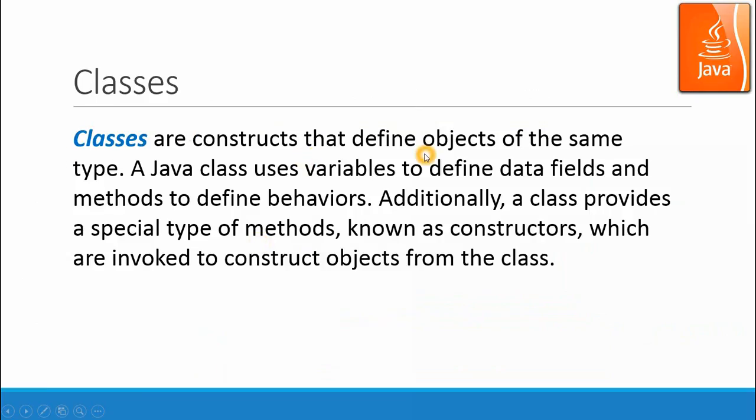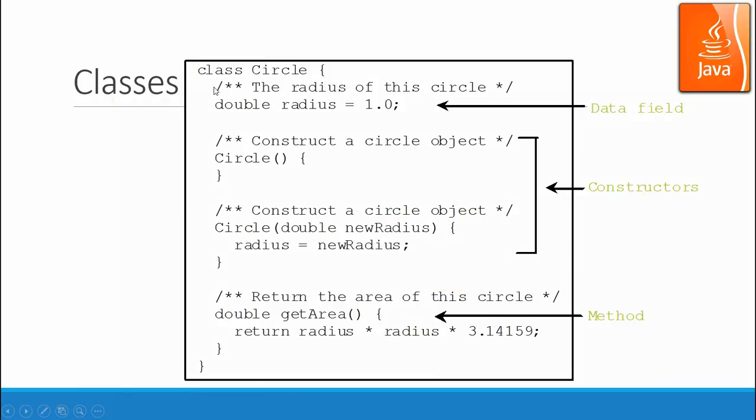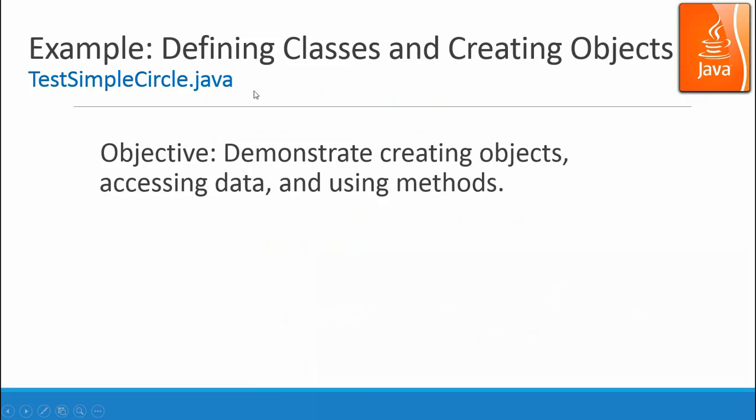Classes are constructs that define objects of the same type, so I also call them templates. A Java class uses variables to define data fields and methods to define behaviors. Additionally, a class provides a special type of method known as constructors, which are invoked to construct objects from the class. Here we use a very simple example, a circle. You have radius as a data field. You have a constructor that builds an object for you. Sometimes you have a radius parameter, so you can set a radius. But sometimes you want to update it at runtime. So you allow two kinds of constructors, one with a parameter and the other without. And then getArea is to get some property of this circle, such as the area. As an example, we will use this simple circle as a test case.